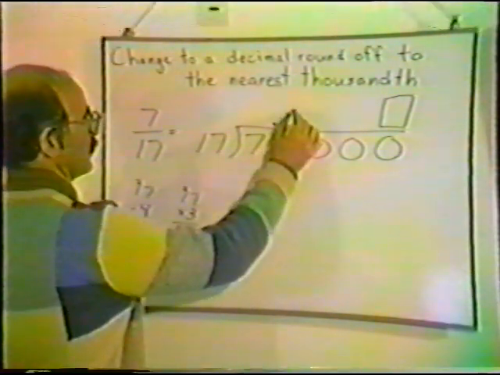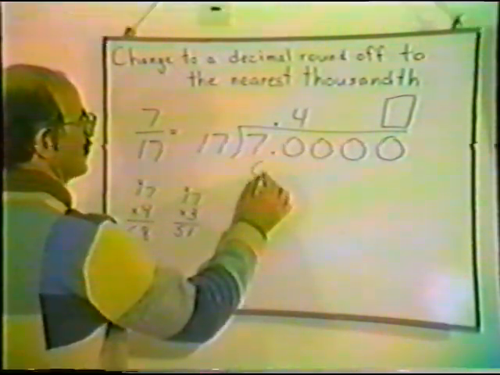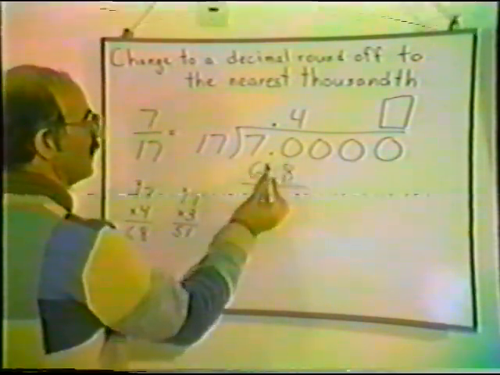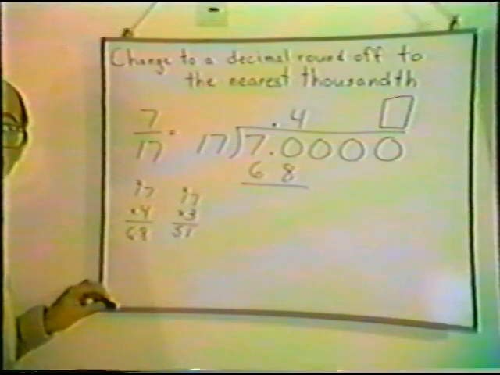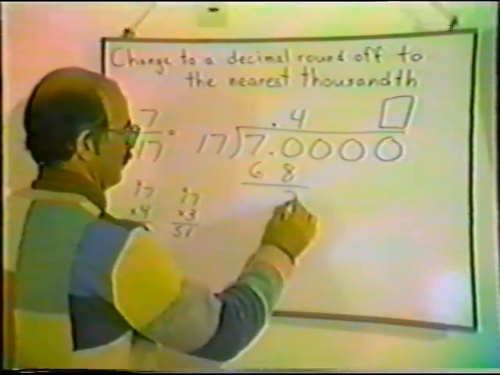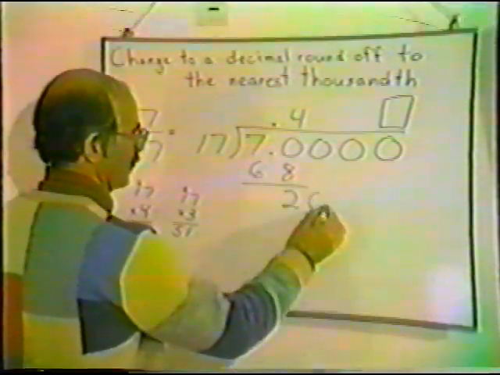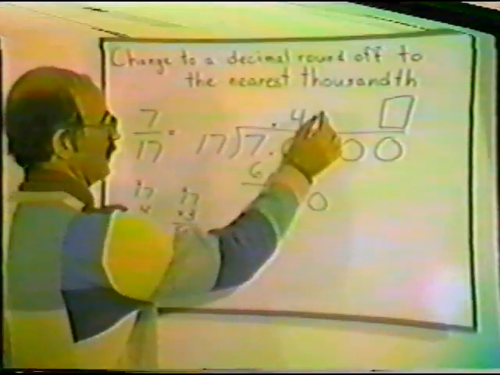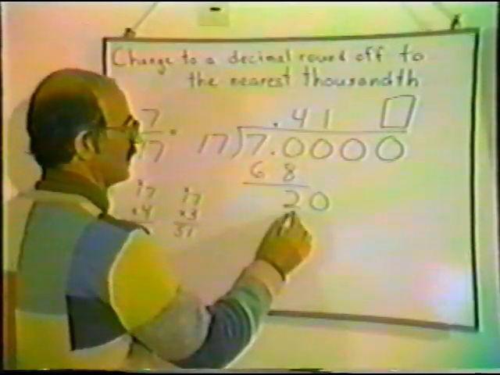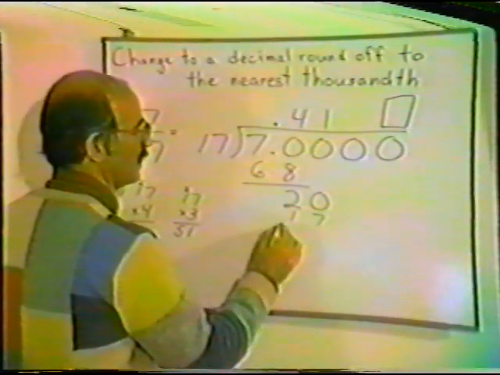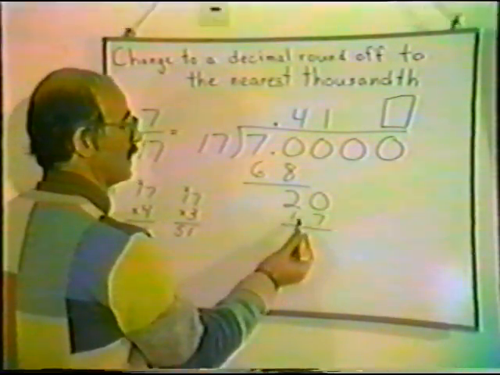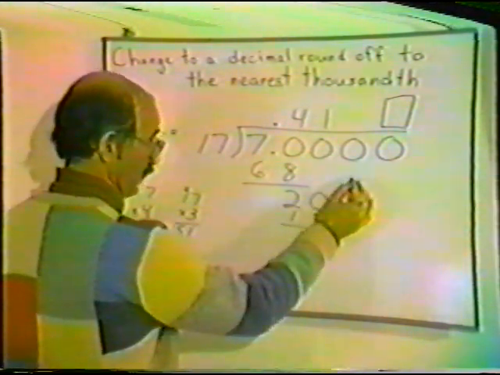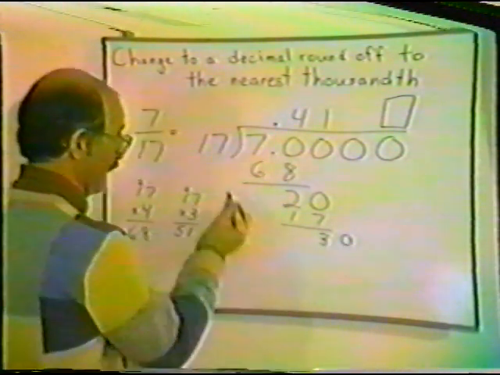That's a lot closer to our 70. 68. 70 take away 68 is? 2. Bring down the 0. How many 17s in 20? 1. 1 times 17 is? 17. 20 take away 17 is? 3. Bring down the 0.